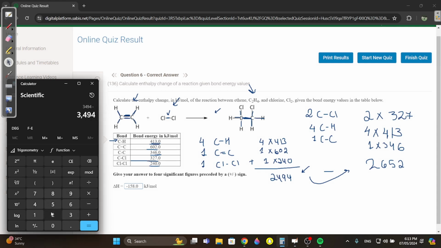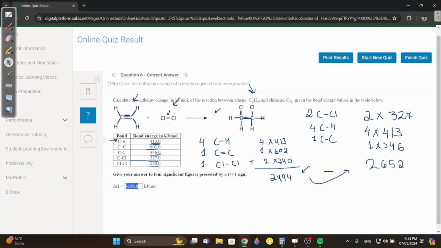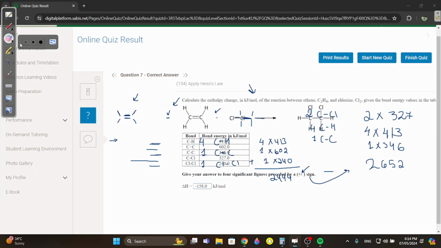2494 minus 2652. You get minus 158. And they said 4 significant figures, so put the point 0. Okay, question 7. I think now is when it gets hard.